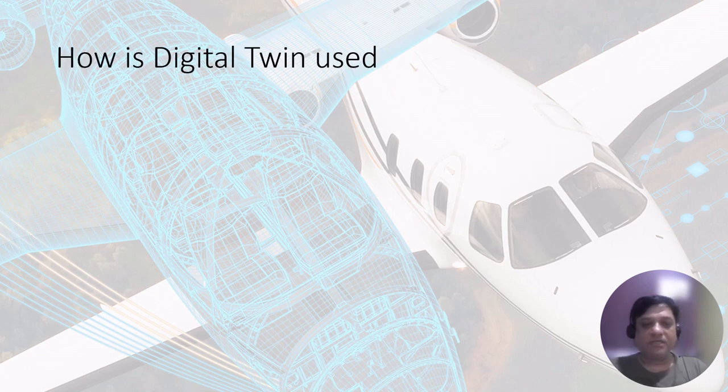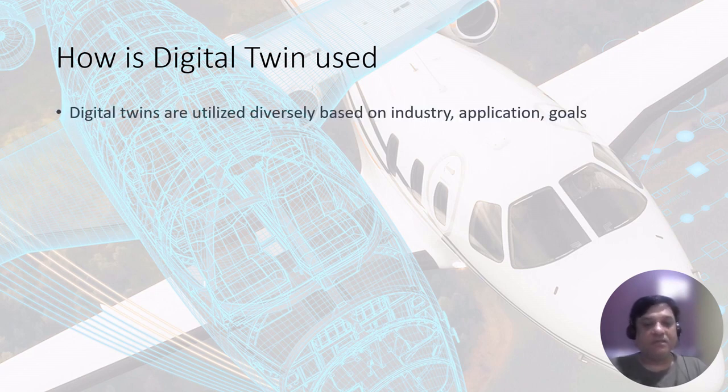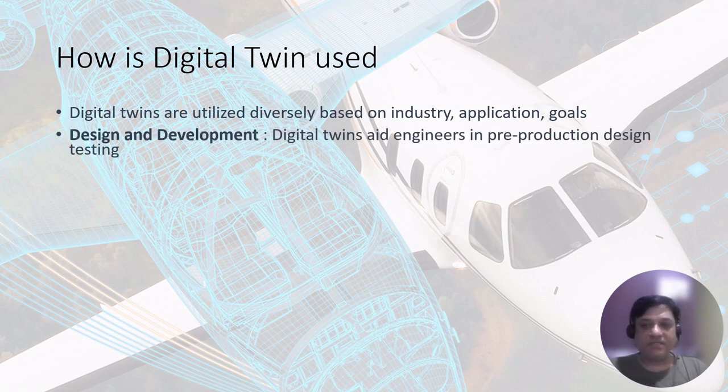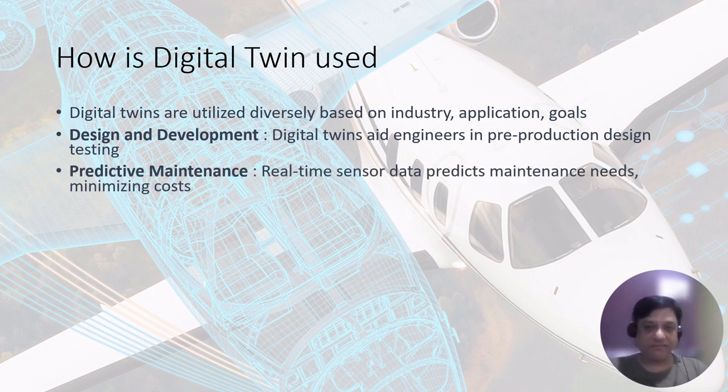How is digital twin used? The digital twins are used in various ways depending on the industry, application, and specific goals of an organization. The first one is design and development. The engineers create digital twins to simulate and test product designs before physical production begins. This helps in identifying potential issues early and reducing the development costs.